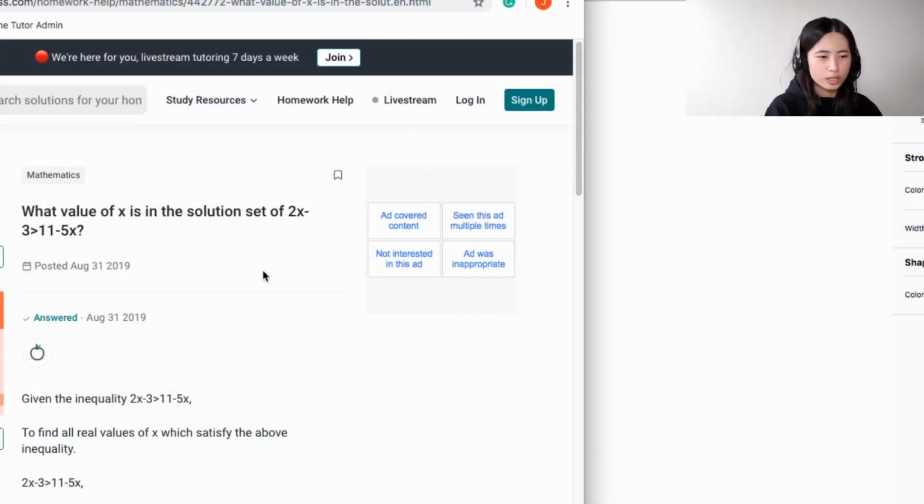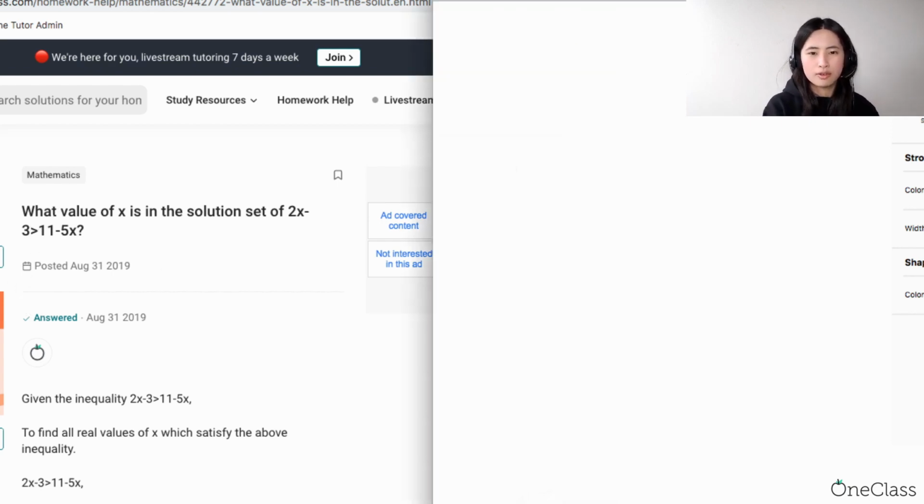Yeah, so this is the first question. It says, what value of x is in the solution set of 2x minus 3, which is greater than 11 minus 5x? So anytime we have an inequality, say for example from this question, they're asking us what's the value of x, right?